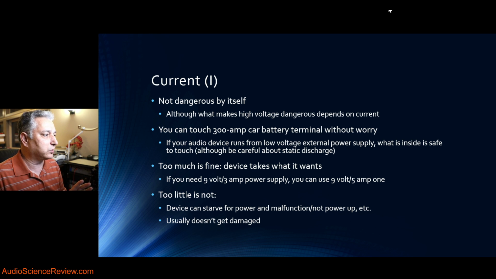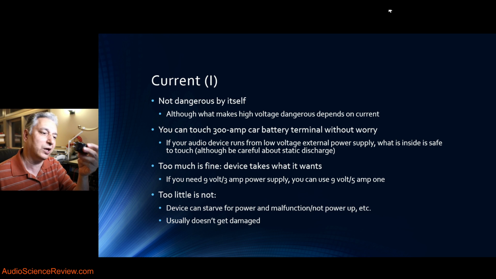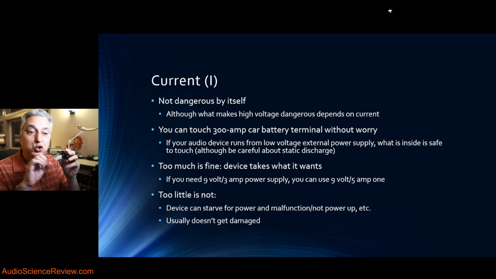So too much current is not dangerous by itself until you short it out. If you don't short it out, it's very, very harmless. Unlike voltage, you can have too much current and it's perfectly fine. So let's say you got this 5-volt, 1 amp power supply that your device came with and you lose it or you want to upgrade it. You can get a 5-volt, 3 amp one, 5 amp one, 10 amp, 100 amp one. It doesn't matter.